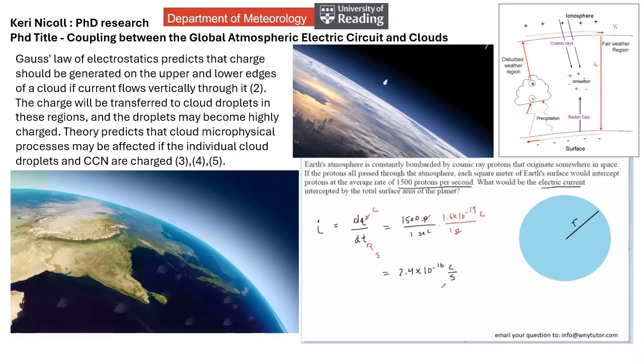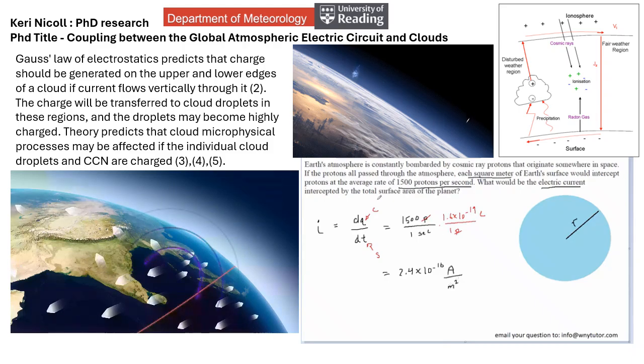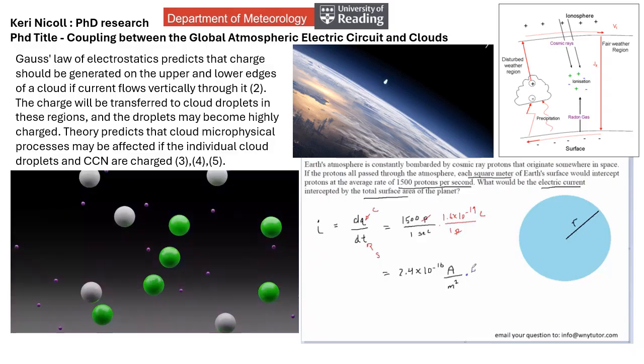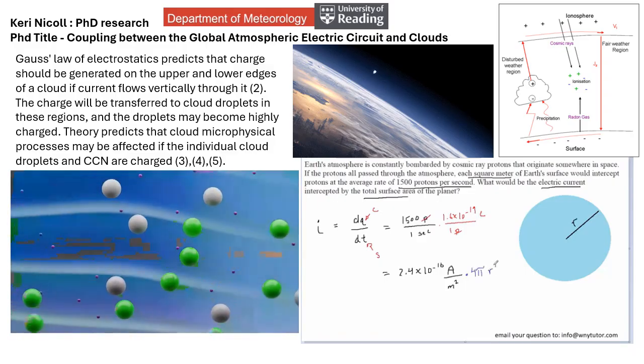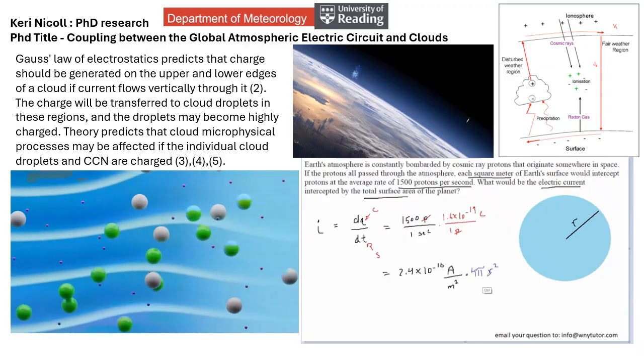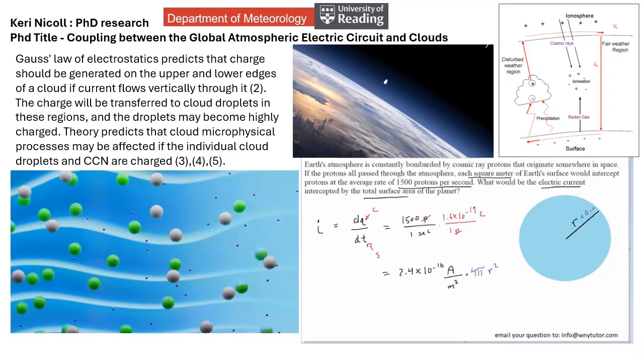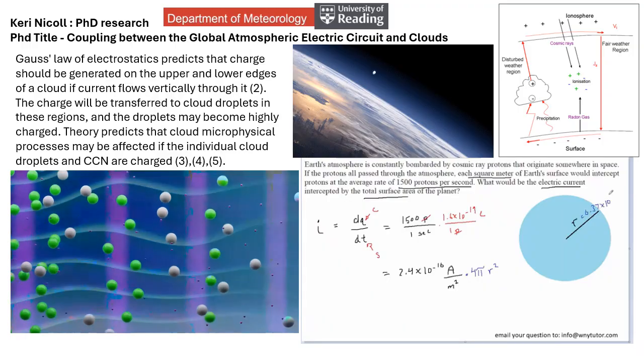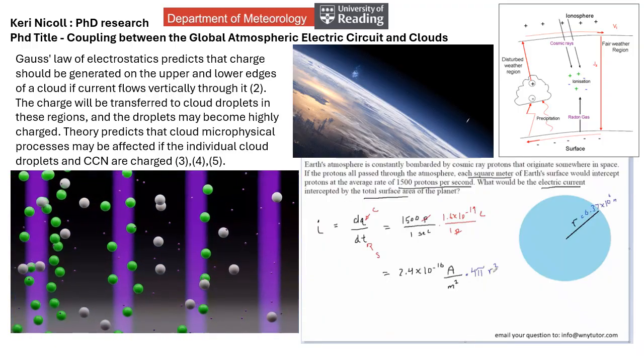Now, of course, coulombs per second can be simplified to just an ampere, which is a capital A. But that would represent the electric current, again, for each square meter of Earth's surface. So this would be amps per meter squared. In order to figure out the electric current intercepted by the total surface area of the planet, we're going to have to multiply by the surface area of planet Earth. Now, Earth is roughly a sphere, and we know that the surface area of a sphere is 4 pi times the radius squared. The radius of Earth is approximately 6.37 times 10 to the power of 6 meters. So we're going to be plugging that value in for the radius.